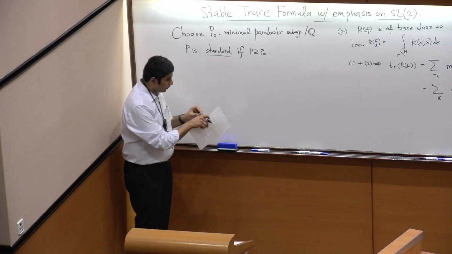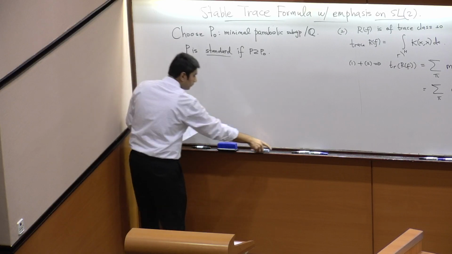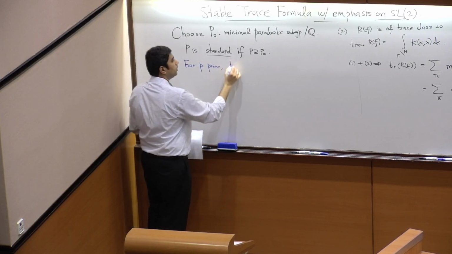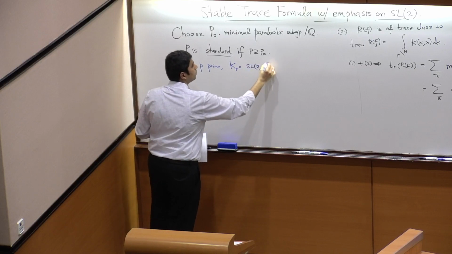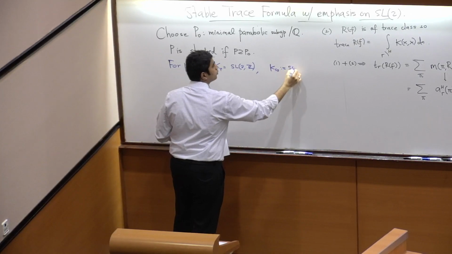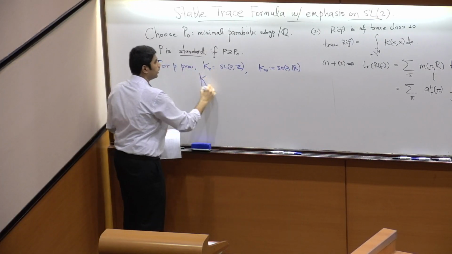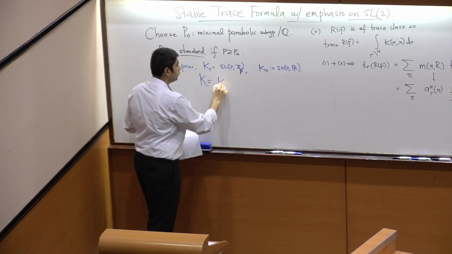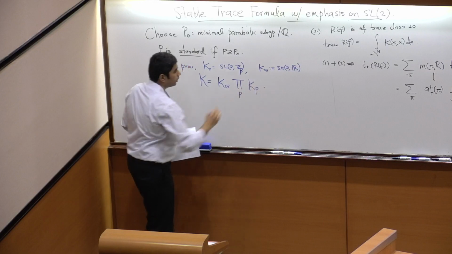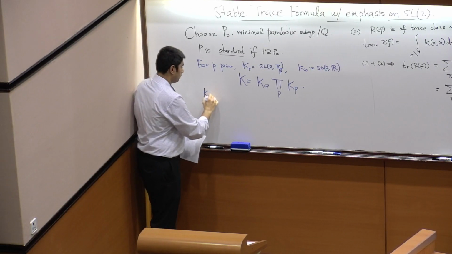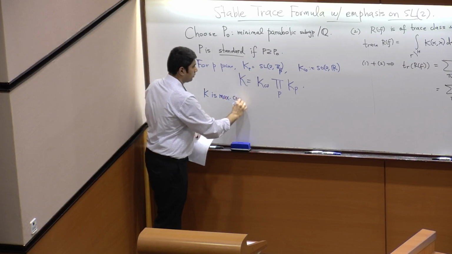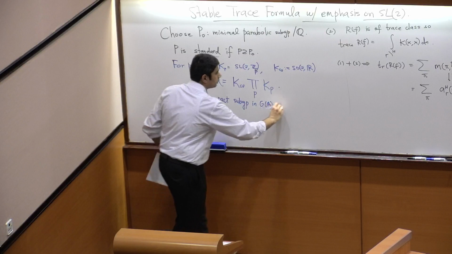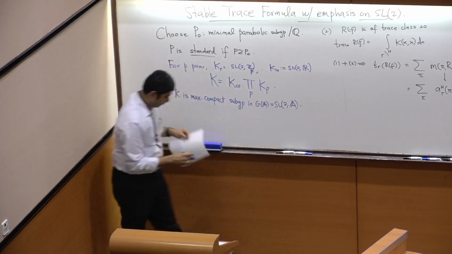Now I choose a maximal compact subgroup. So let me do this for SL2. For p a prime, let K_p be SL2(Z_p) and K_infinity be SO2(R). And then you form the product K, which is K_infinity times the product over p of K_p. So this is the maximal compact subgroup inside G(A), which is nothing but SL2(A) here.